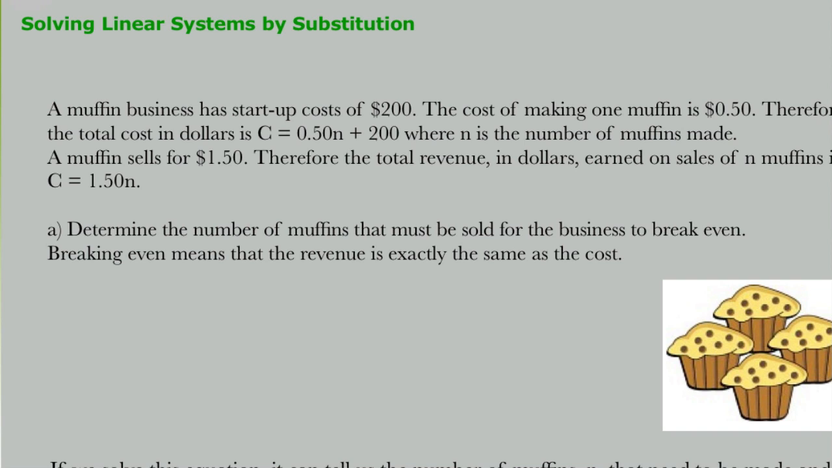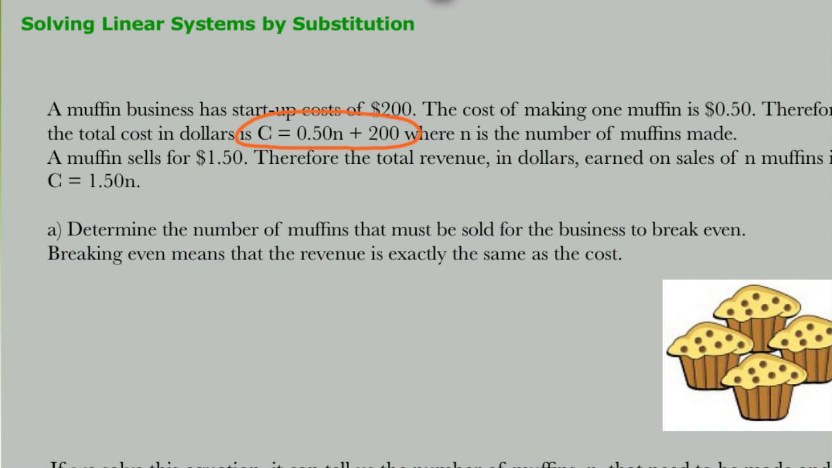This first situation is about somebody starting a muffin business. They have a startup cost of $200. The cost of making one muffin to the person running the business is 50 cents. Therefore, the total cost in dollars is represented by an equation that looks like that. So 50 cents per muffin and $200 is the startup cost.